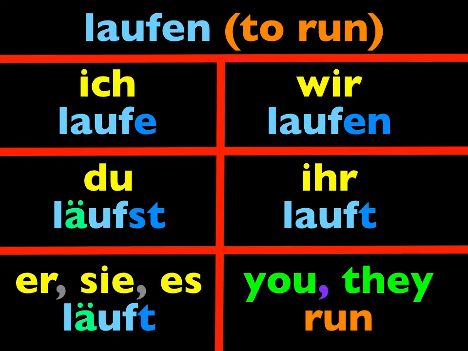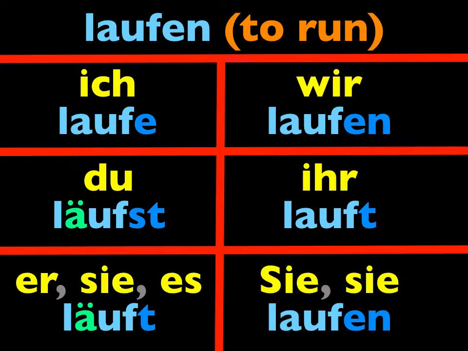Ihr lauft. Sie laufen. And as you can see, and as you heard as well, the du form and the er/sie/es form have a spelling change. The A has an umlaut over it, and it does sound different. Läufst. Läuft. When there is a spelling change in a verb, it almost always happens in the du form and the er/sie/es form.